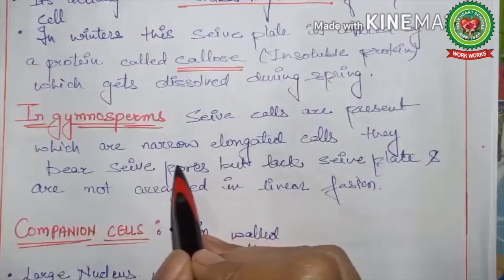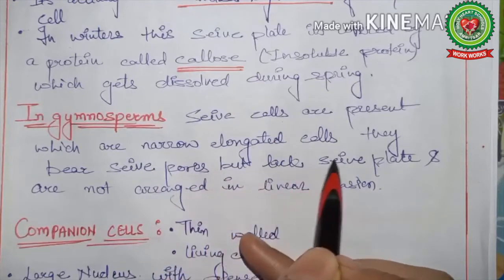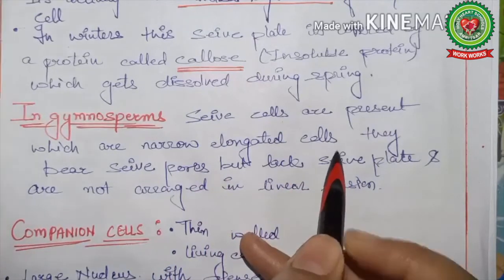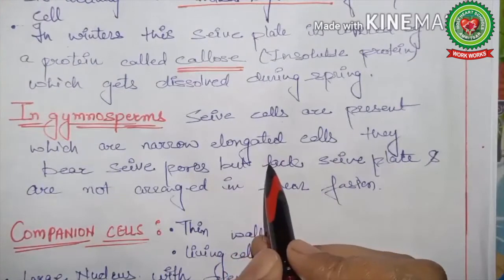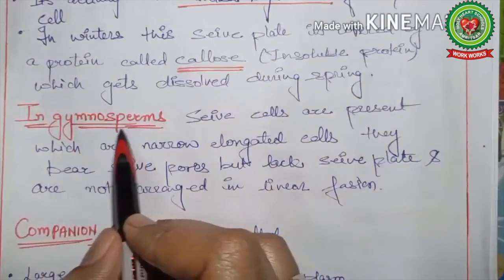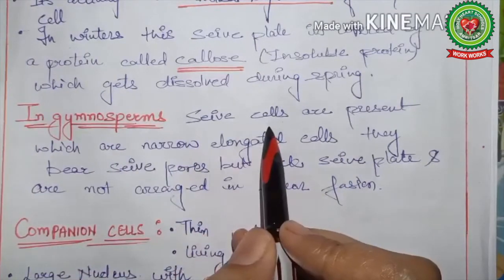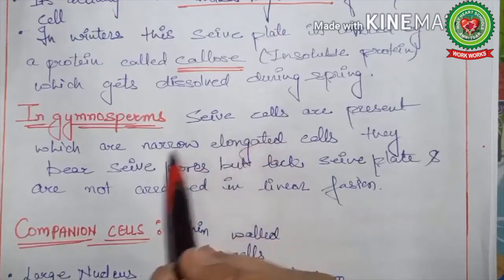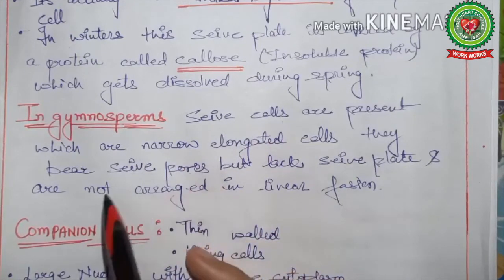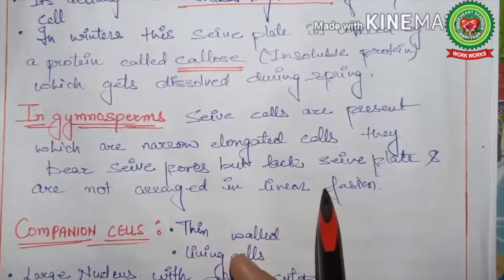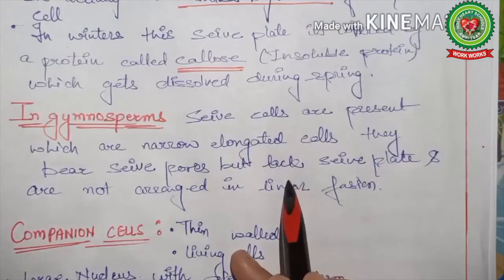They bear sieve pores but lack sieve plate. Like in case of sieve cells, sieve plates are present. In gymnosperms, sieve cells will be present and sieve cells will be having sieve pores. They are not arranged in linear fashion like that of sieve tubes.